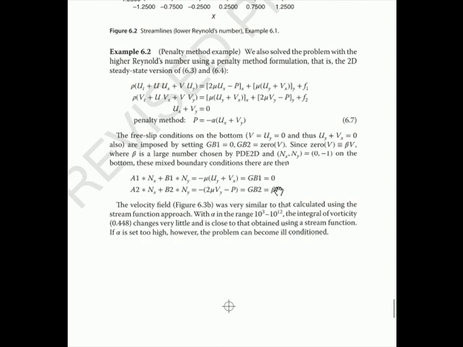So this will force V to be 0. That'll force Uy plus Vx to be 0. So GB1 will be 0, GB2 will be a large number times V. That's the way you handle mixed boundary conditions with the Galerkin method, unfortunately.